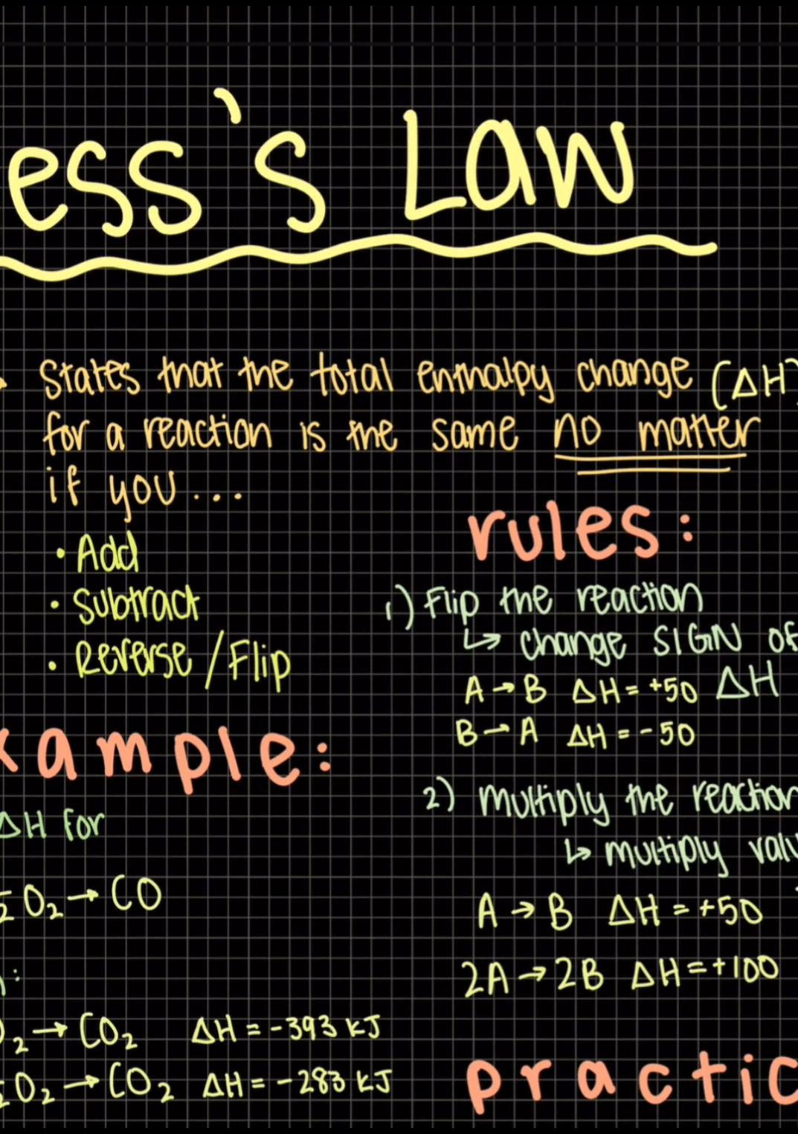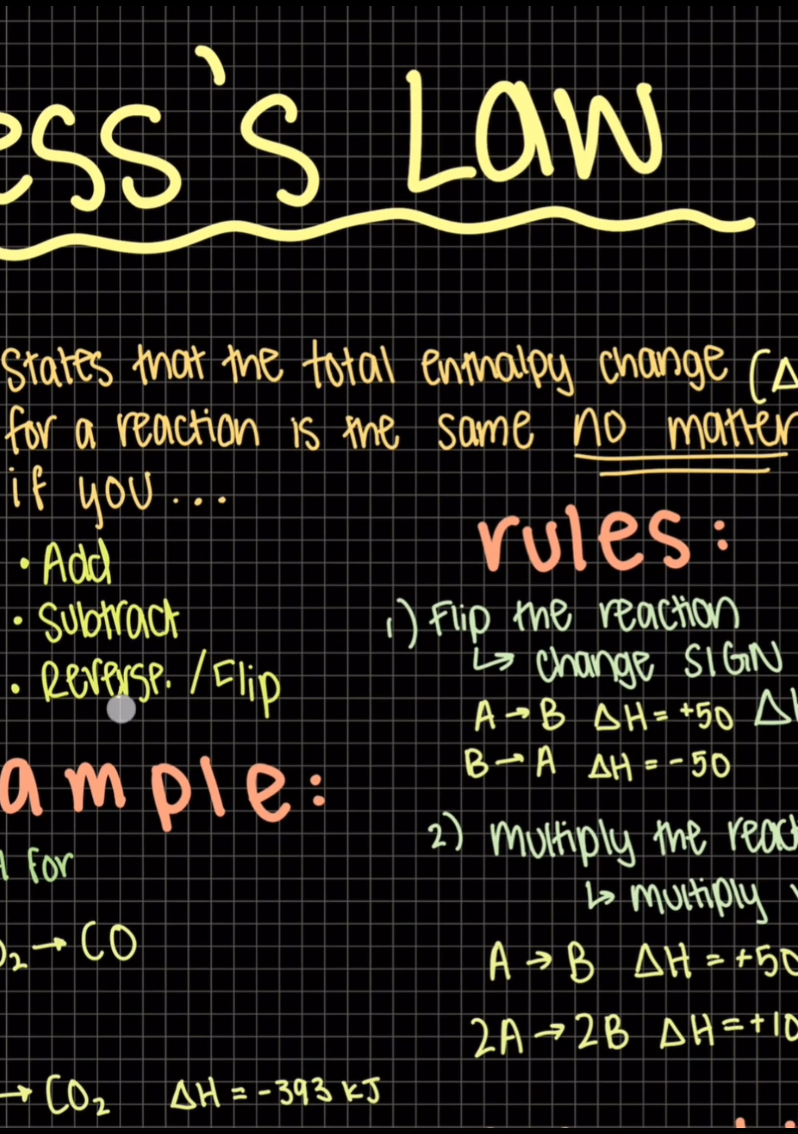Hess's law states that the total enthalpy change, which we know is delta H, for a reaction is the same no matter if you add, subtract, reverse, or flip the equation. What this means is that this is a concept in law that is used in different chemical equations when you want to figure out the total enthalpy change, the delta H of an equation, when you're trying to make other chemical reactions. And we'll actually see how this applies to rules and how it is used in actual practice.